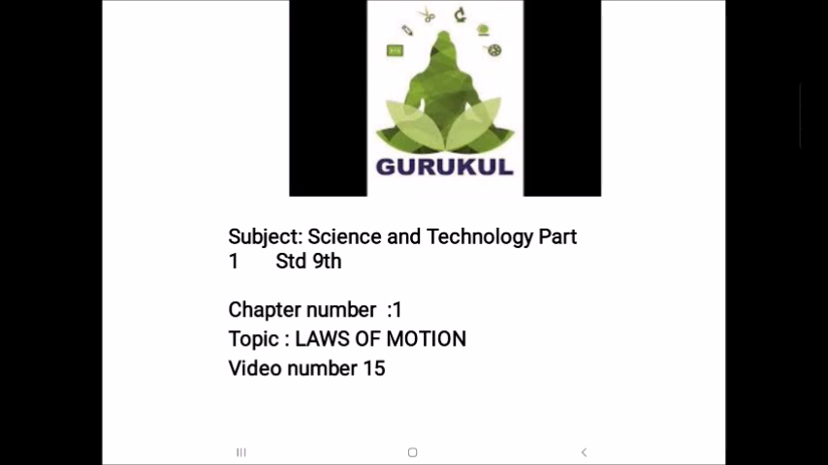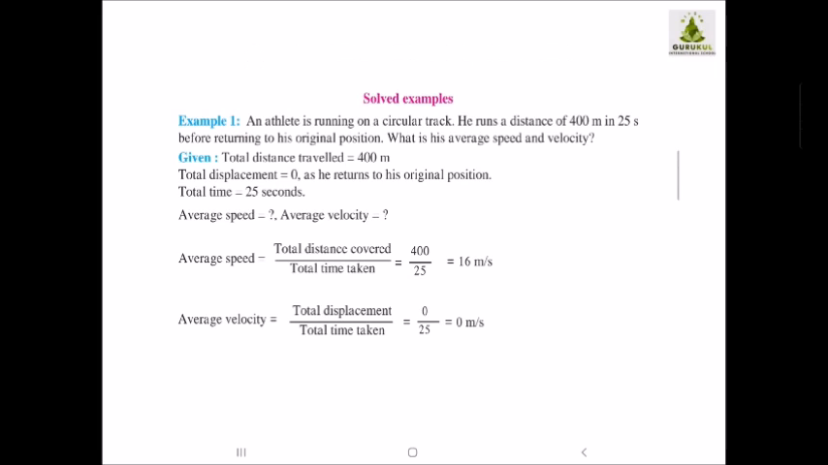Students, now we are going towards the next section, your Science and Technology Part 1, Chapter 1, that is Laws of Motion. Students, today we are going to study solved examples. Now here I am reading one of the first solved examples.